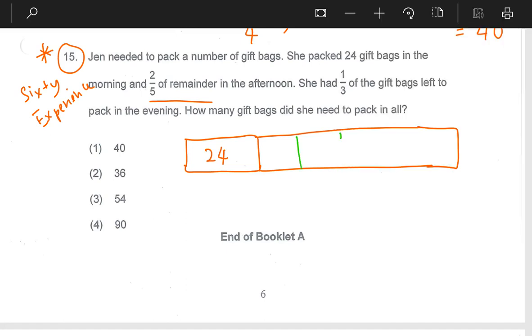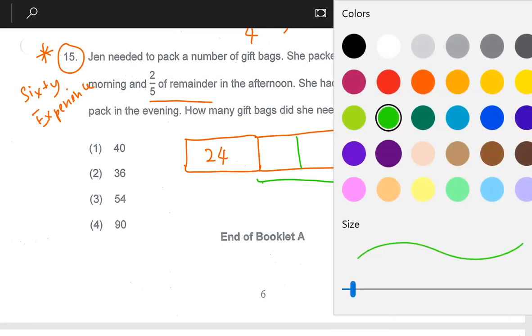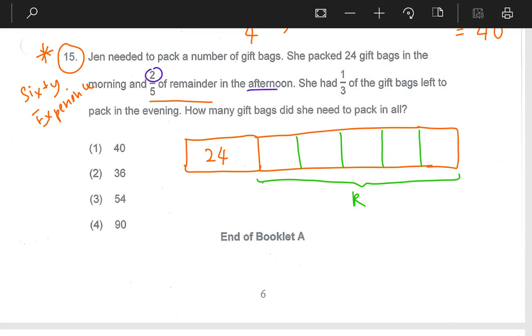And the remainder is altogether 5 units. These are all the remainder. You pack 24, and that leaves you with some remainder, which is a total of 5 units. Now, out of these 5 units, they said that 2 units are being packed in the afternoon. These 2/5 are being packed in the afternoon. And you have 1/3 of the bag left, meaning to say, let's change the color again, this would mean what is left.